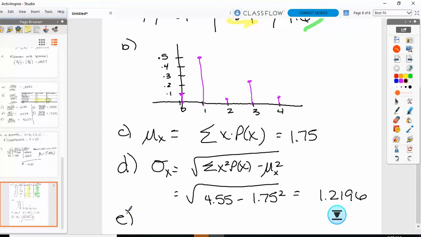I asked for the variance, which, if you look on chapter 6, it doesn't mention variance, but we've seen it before. If you look on the front of your formula sheet, how do we find variance? Variance is just sigma squared. And so we get 1.4875. Everybody okay with that?